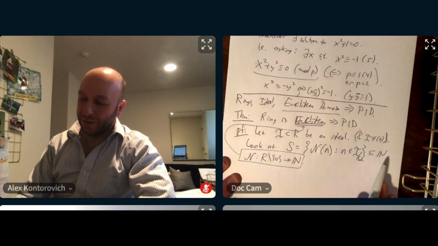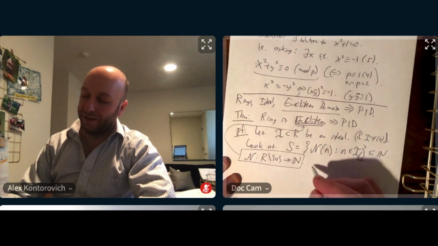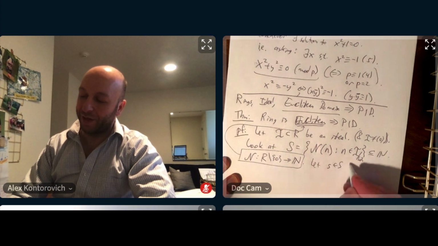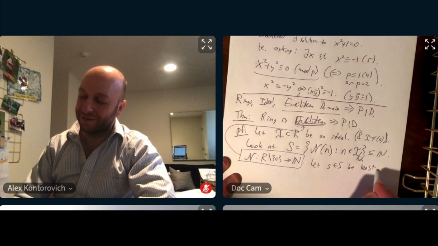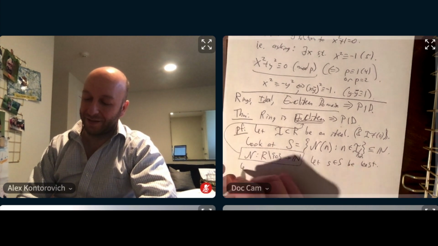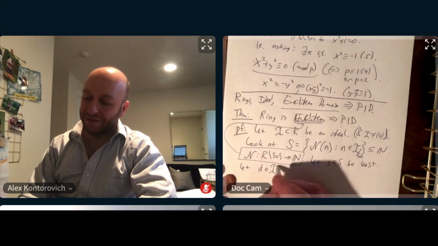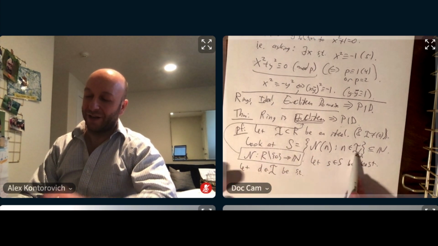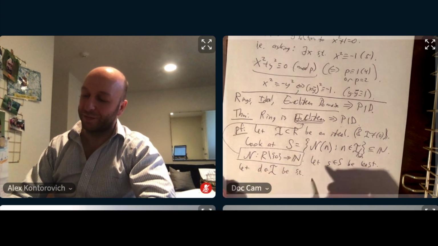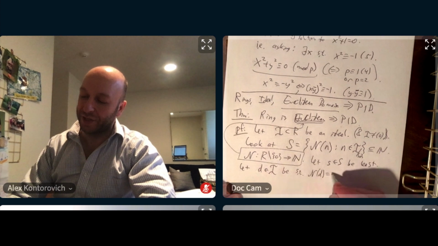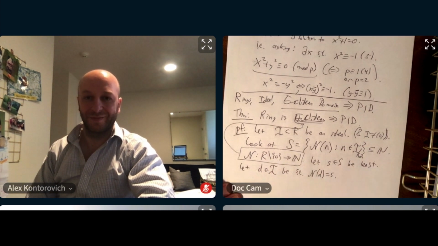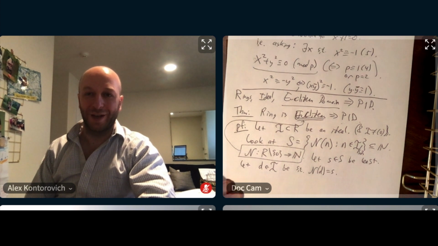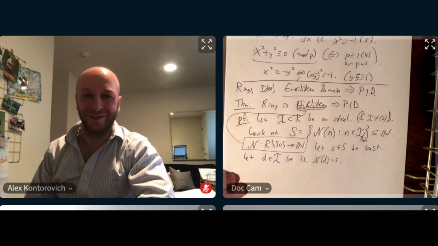So we have this set of integers. Let little s in S be the smallest element, the least, and let D in I be a non-zero element of the ideal with least norm, such that the norm of D is this smallest possible norm. So far, so good? Great. Not too abstract, or it is too abstract, but this is the third time or so that we're seeing this level of abstraction. We're starting to get used to it, I hope.